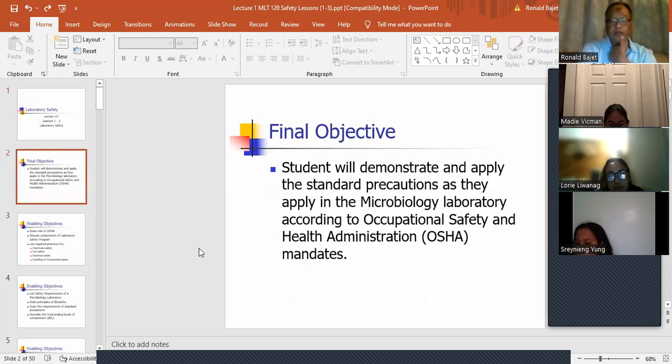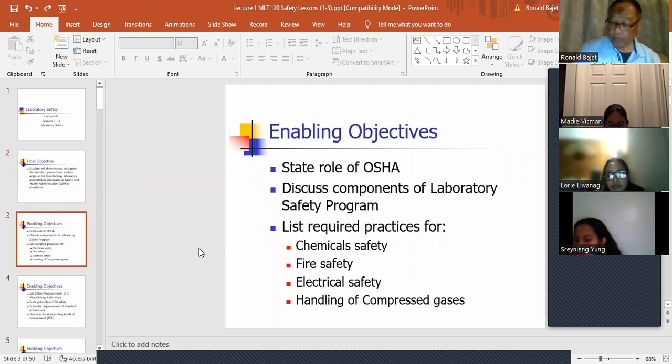Okay, final objective. You guys will demonstrate and apply standard precautions that apply to the microbiology laboratory according to OSHA. OSHA is that safety organization, which stands for Occupational Safety and Health Administration. Okay. Enabling objectives: state the role of OSHA, discuss components of the laboratory safety program.